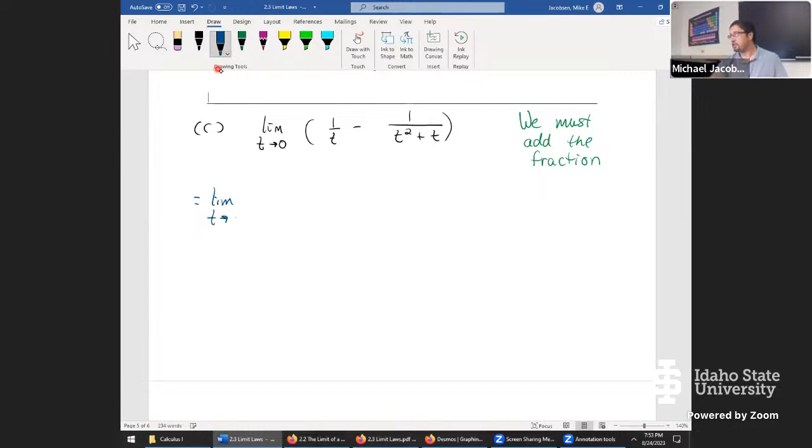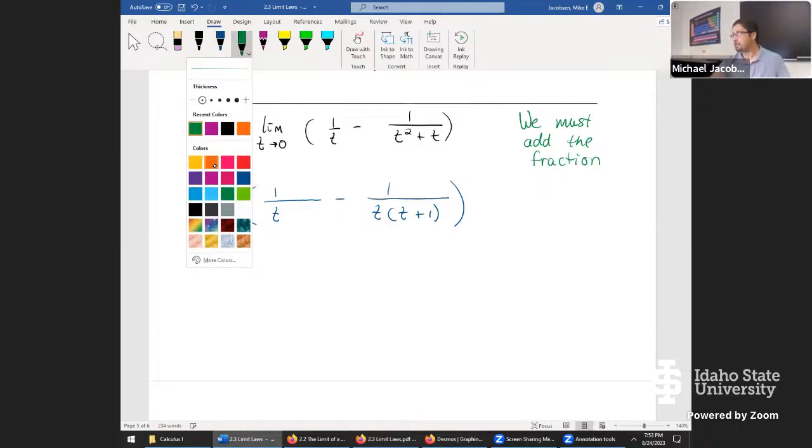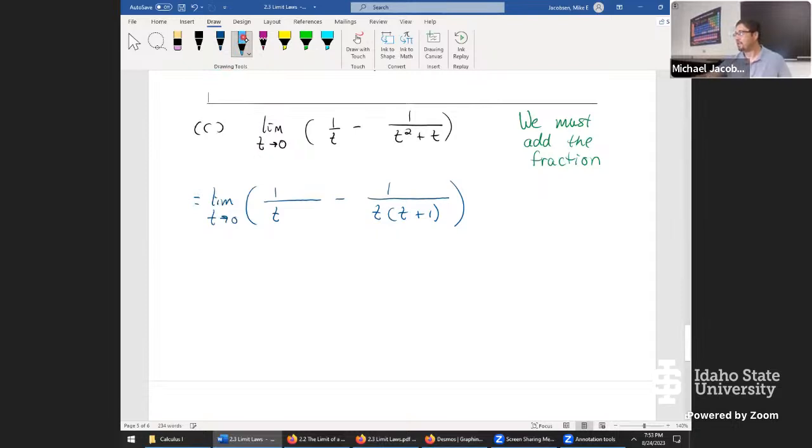So this is what it would look like if I was working this out. Limit as t goes to 0. The parentheses are just saying everything inside there is affected by the limit. I'm going to make a fraction with an extra long fraction bar, 1 over t, minus, let's do it again, 1 over a little bit longer than before. Now we'll factor this one by just taking out the greatest common factor of t. It'll be t times t plus 1.